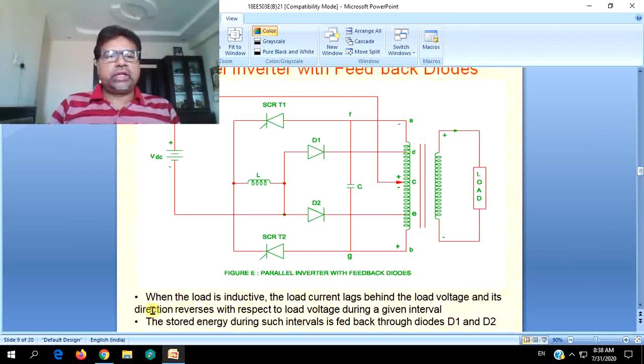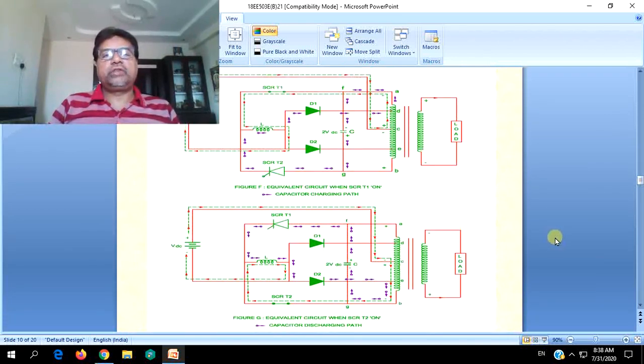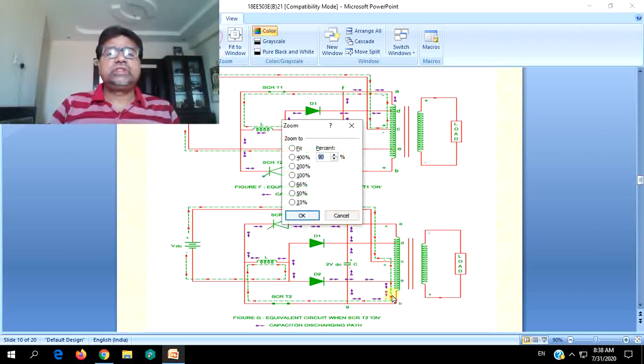Current lags behind the load voltage, and its direction will be reversed with respect to load voltage during that particular lagging interval. So the stored energy during such intervals is fed back through the diodes D1 and D2. That will be reactive power which has to be fed back. The intervals of T1 and T2 and others are shown in an elaborated manner over here. Try to zoom it.